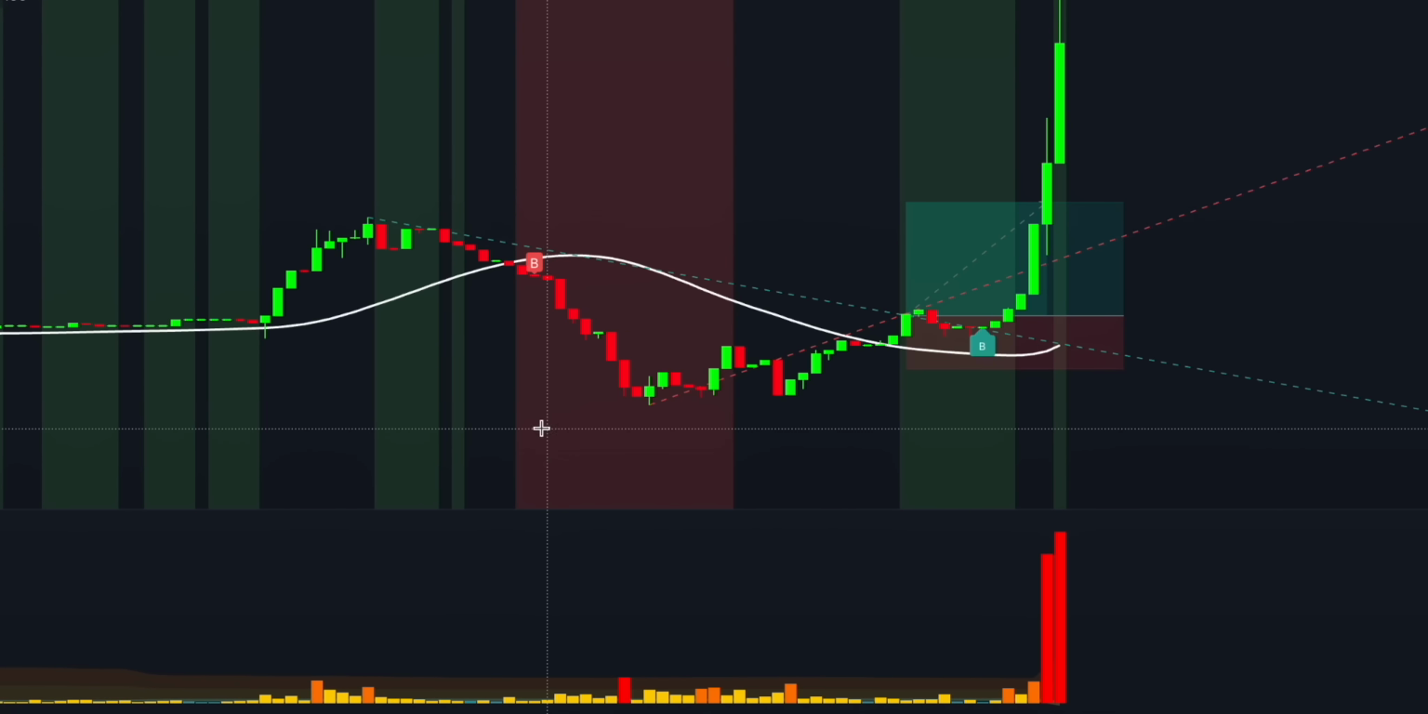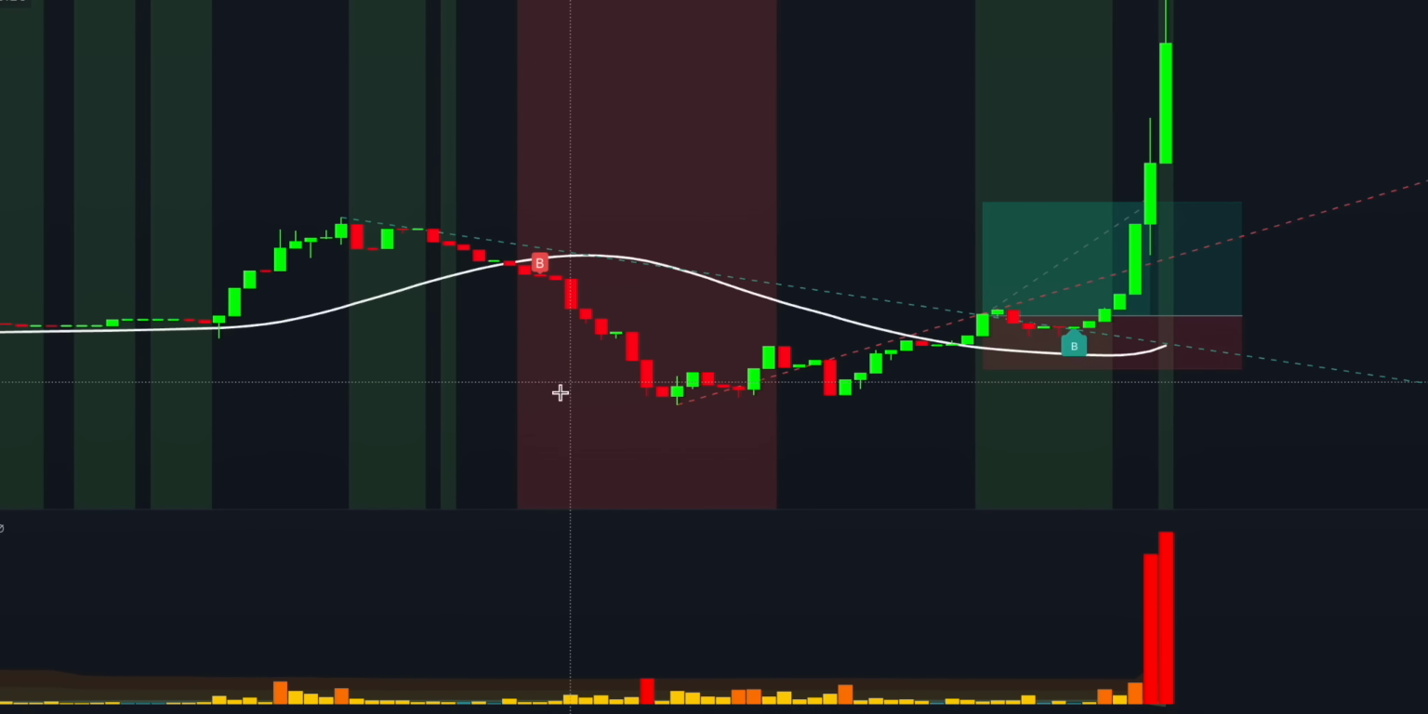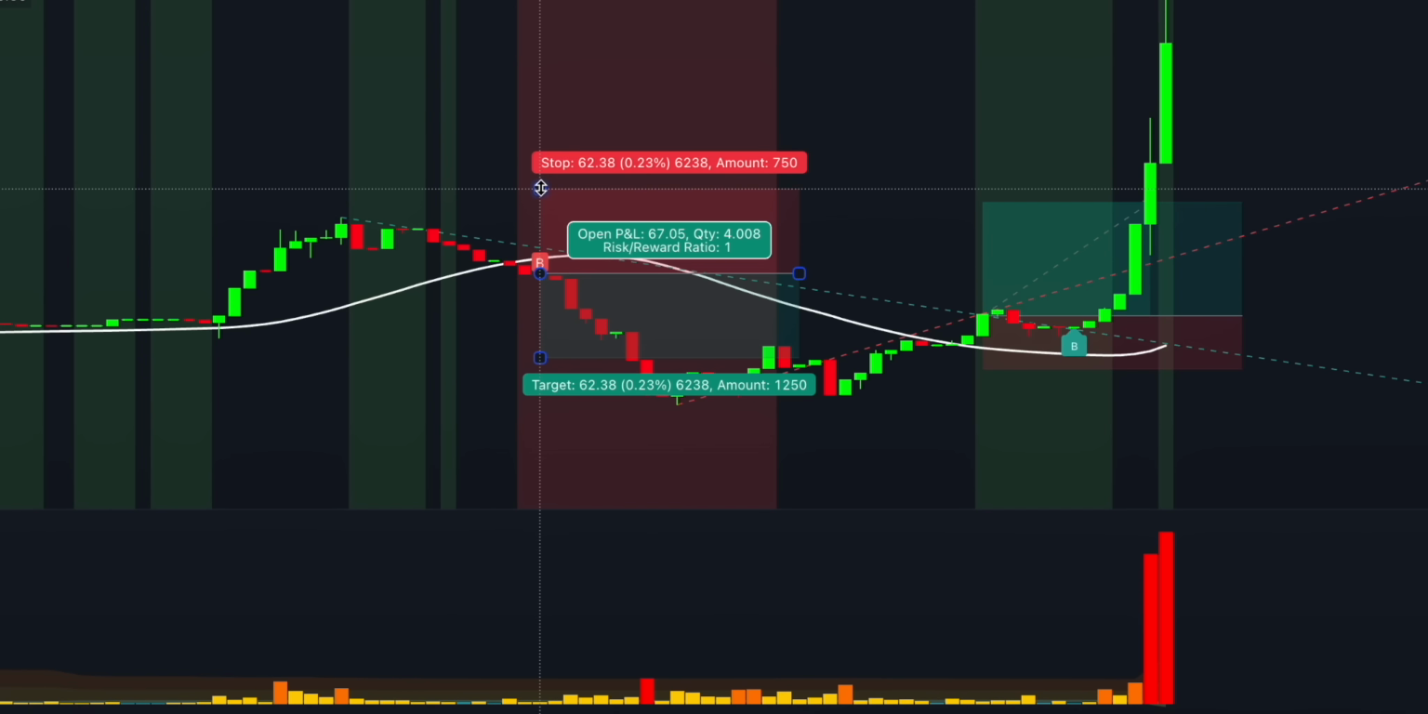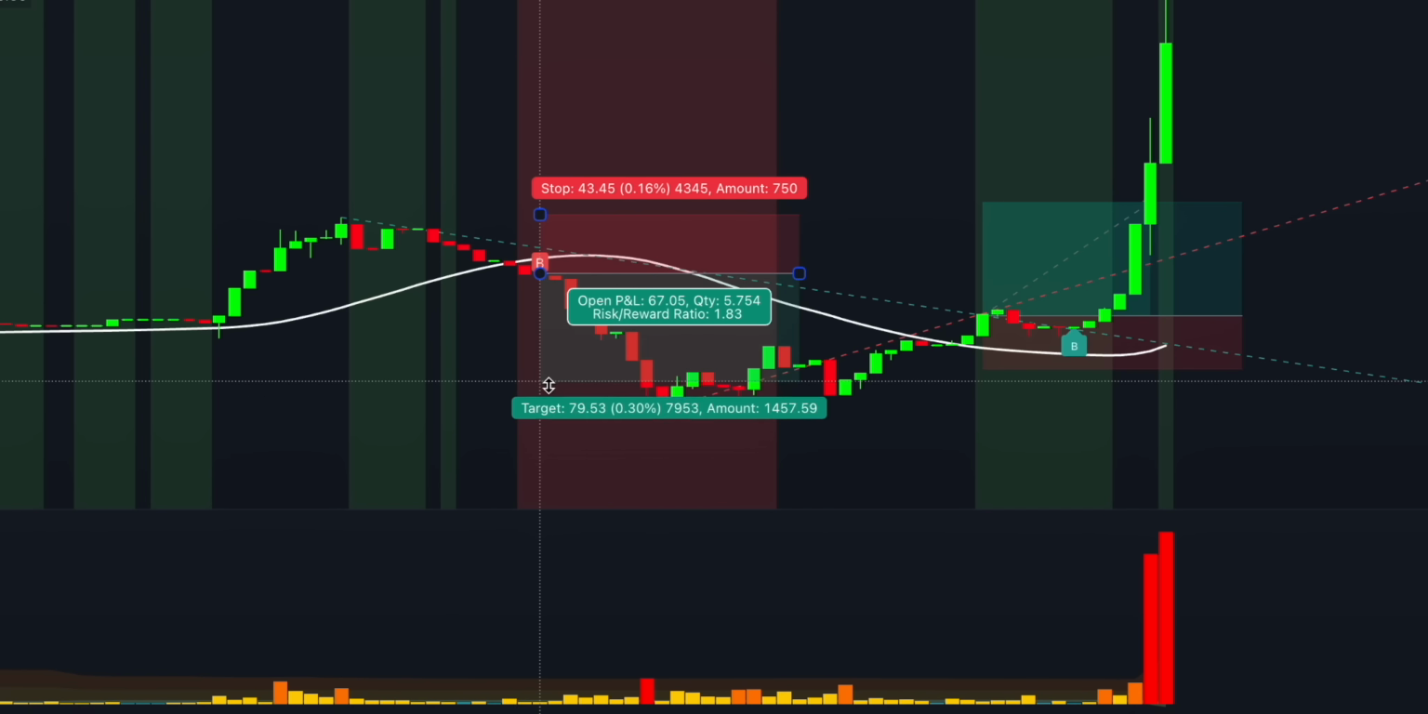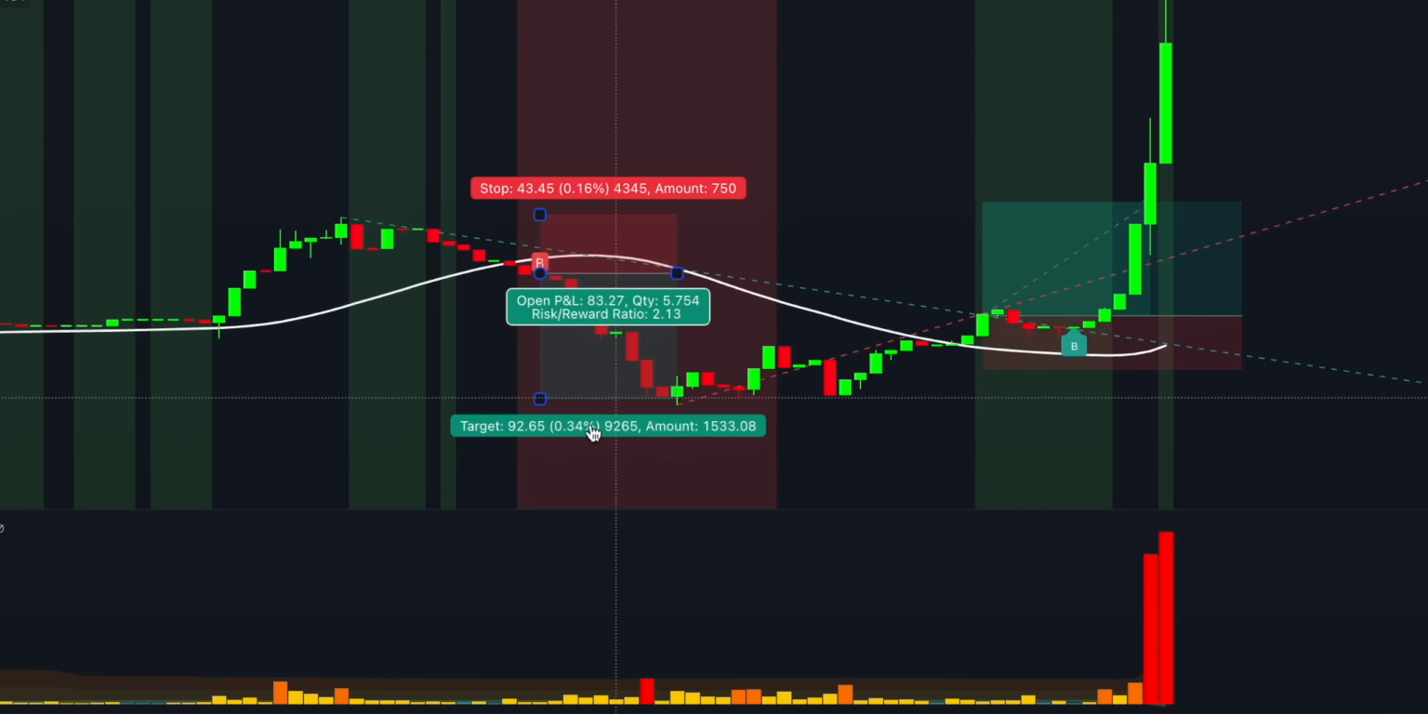For a short trade, apply the following rules. First, make sure there is a bearish price breakout. Second, the trend background must be red. Third, the closing price is below the moving average. Fourth, the heat map volume is either orange or medium.